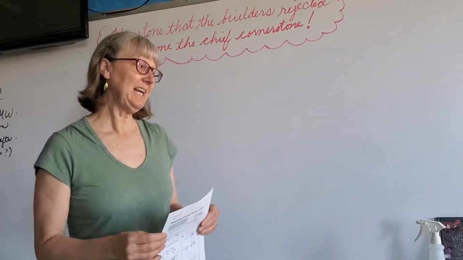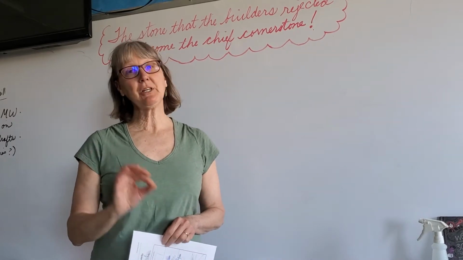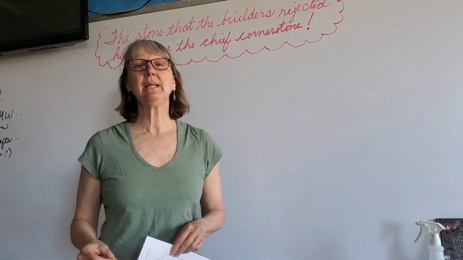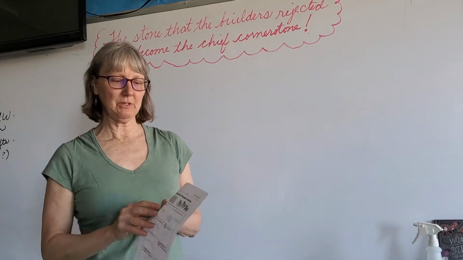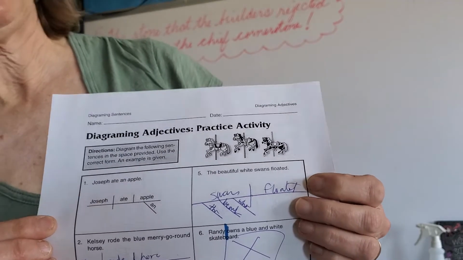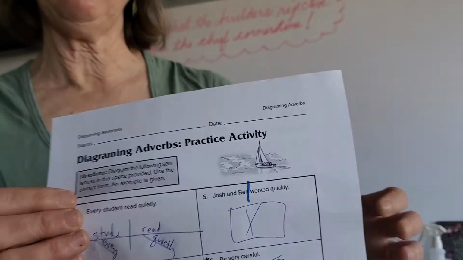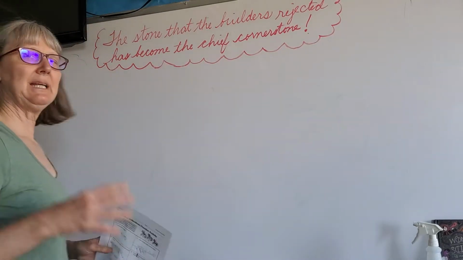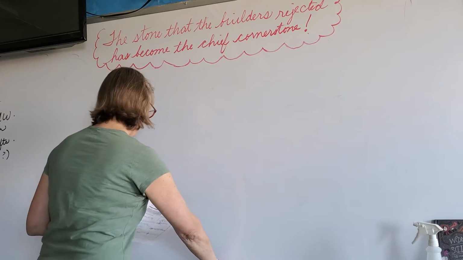Okay, we are back to diagramming. But this time we're going to get a little more complex. So you've done subjects and predicates. Now we're going to be looking at adjectives, adverbs, and direct objects all at one time. So you want this sheet right here. Diagramming adjectives, practice activity, and on the back it's diagramming adverbs, practice activity. Okay? So I'm going to give you some examples and you're going to follow up and do your own.